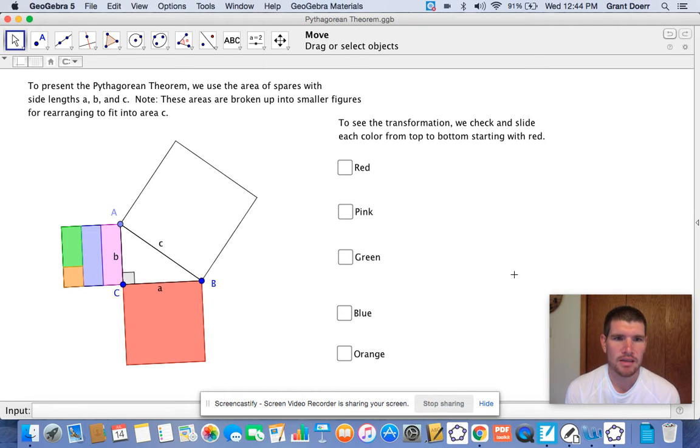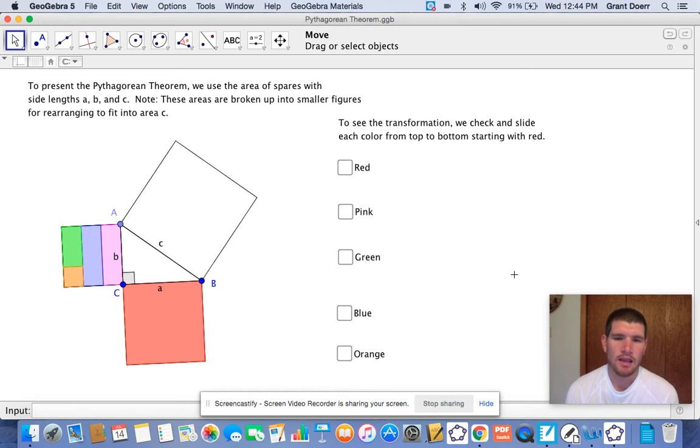We have A, B, C. We have the right angle there at angle C. And notice it's a right triangle. Pythagorean theorem only works if it's right, and for the following reasons. If we look at just the equation of the Pythagorean theorem, it's a squared plus b squared equals c squared.